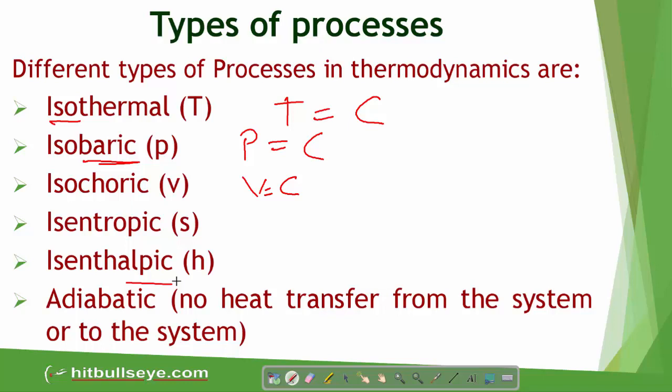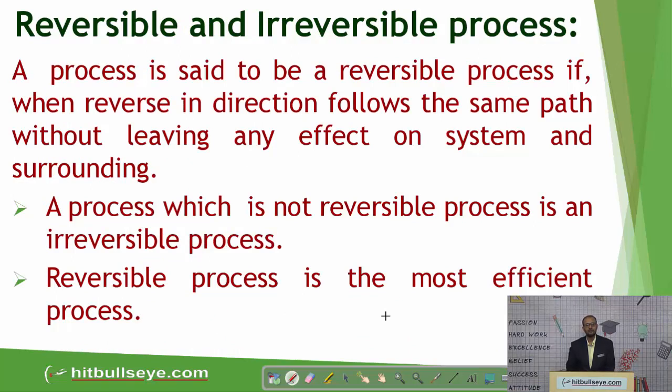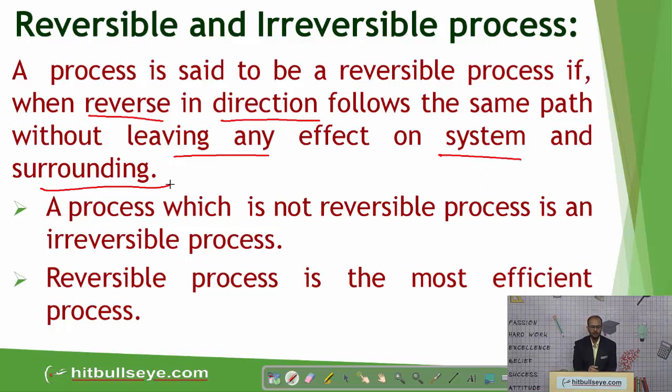Last is the adiabatic process. Adiabatic processes are those processes in which there is no heat transfer from the system or to the system. What are reversible and irreversible processes? A process is said to be a reversible process if, when reversed in direction, it follows the same path without leaving any effect on the system and surroundings, and a process which is not reversible will be called an irreversible process.